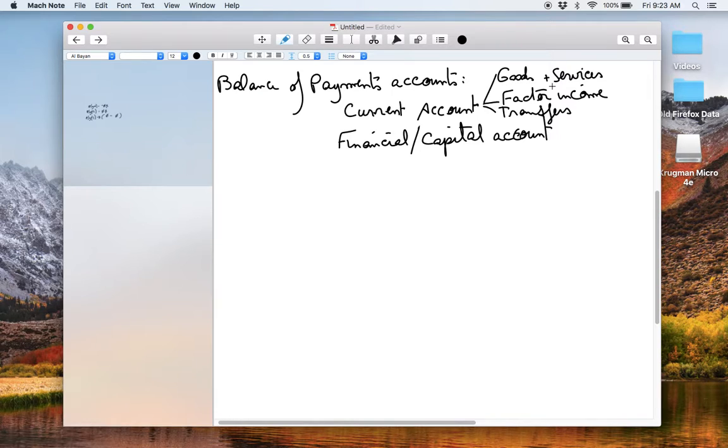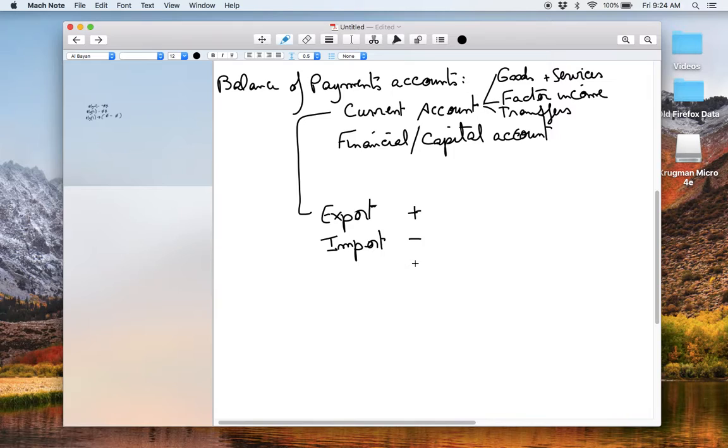Okay, so what do we mean by that? Let's say that, so for the current account, okay, if I export a good or a service, I am sending the good or service abroad, I'm getting paid, so that's a plus in the current account. If I import a good or service, I'm buying from them, I'm paying them, so the money is going there, so that's a negative in the current account.